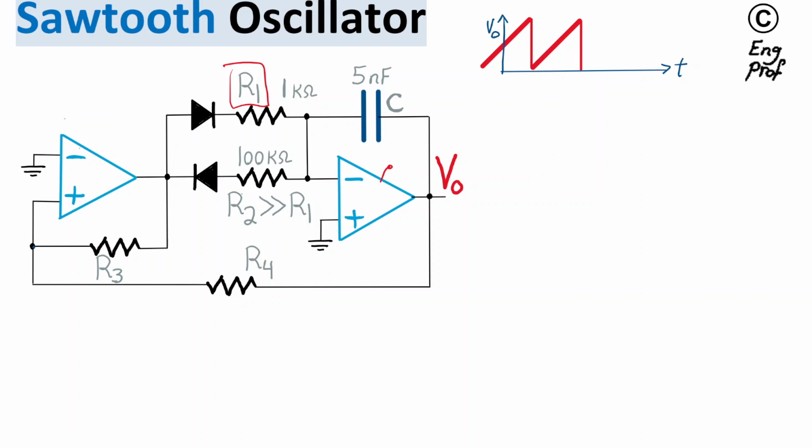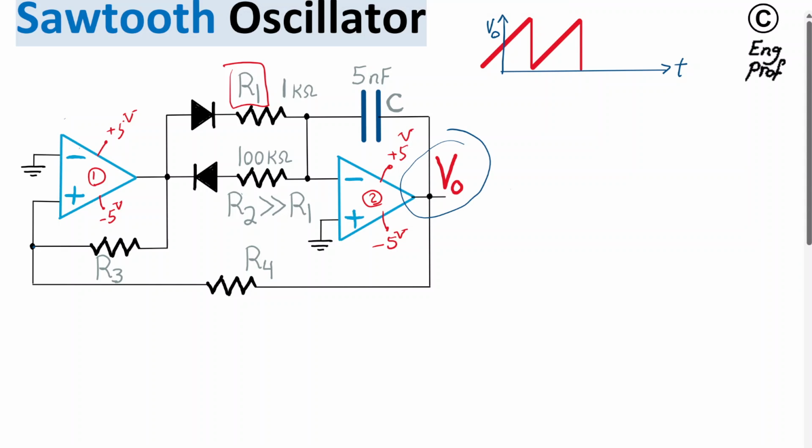Let's make the assumption that op-amps are properly biased, so let's say plus 5 volt and negative 5 volt supply voltages are connected for both op-amps. So the consequence of that is, for op-amp 2, you can see that it is properly biased and in negative feedback. Output is connected via cap to the negative input terminal, so it's in negative feedback configuration.